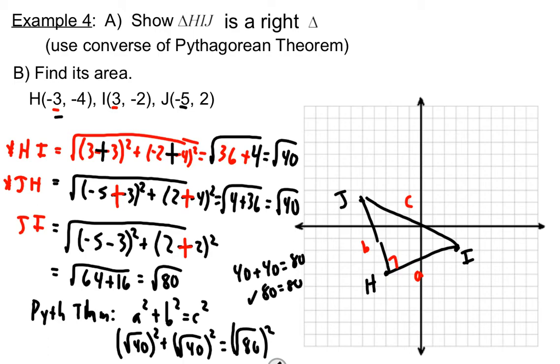So that does check. So therefore, we can conclude that HIJ is a right triangle. We just showed that to be it. We went through the Pythagorean theorem. We used the Pythagorean theorem there, and it held true. Therefore, we can conclude that it is a right triangle there.